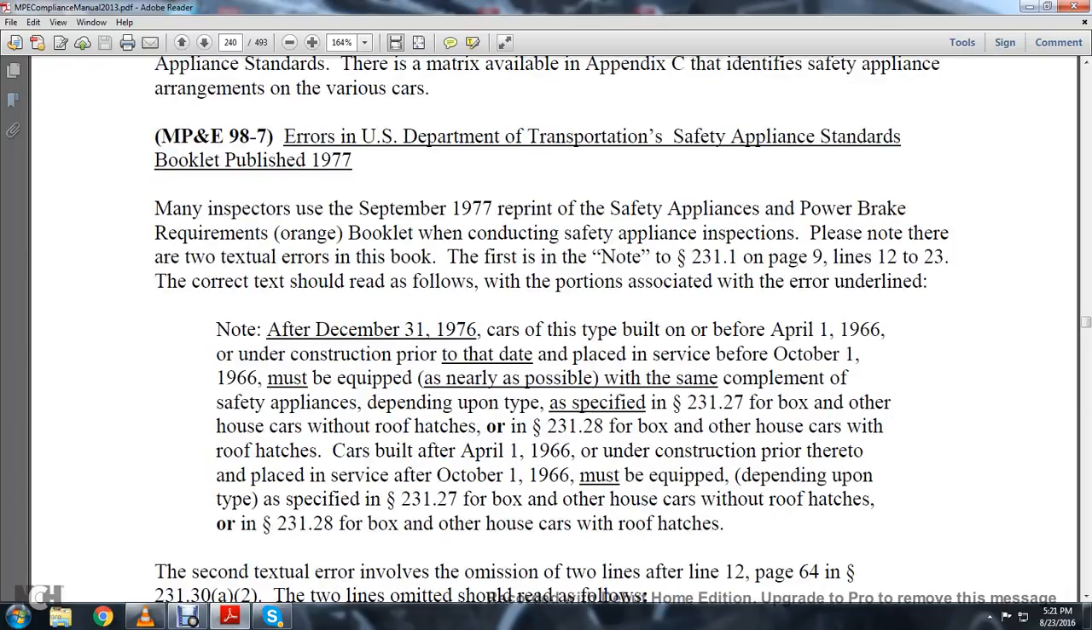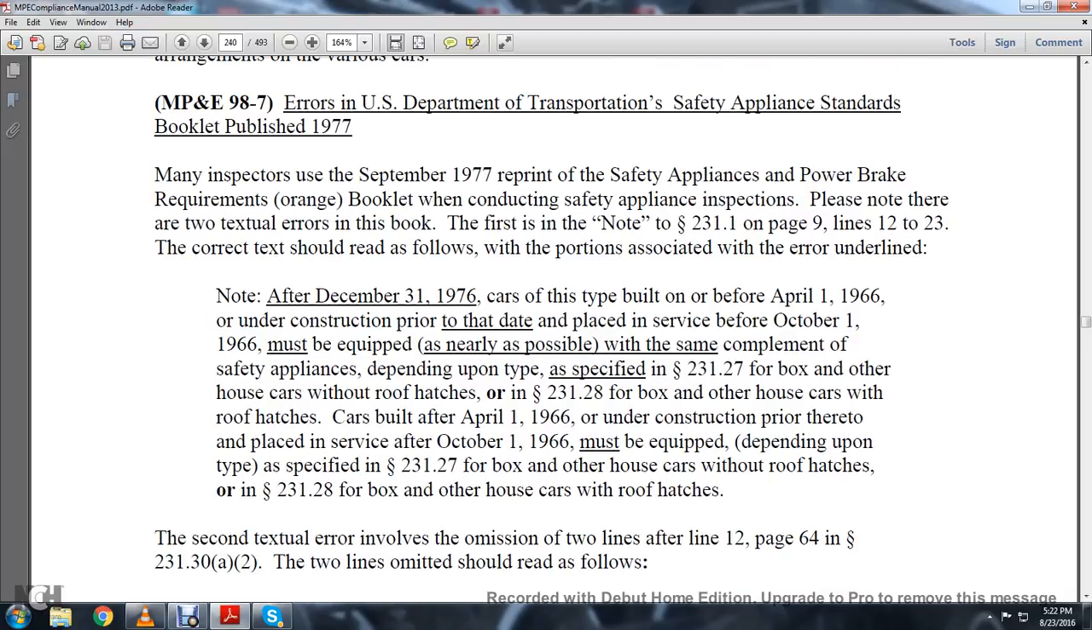After December 31st, 1976, cars built on and before 1966, or under construction prior to that date and placed in service before October 1st, 1966, must be equipped as near as possible with the same complement of safety appliances, depending upon the type, as specified in statute 231.27 for box and other house cars without roof hatches, or 231.28 for box and other cars with roof hatches. Cars built on April 1st, 1966, or under construction prior thereto and placed in service on October 1st, 1966, must be equipped depending on the type as specified in 231.27 for box and other house cars without roof hatches, or 231.28 for box and other cars with roof hatches.